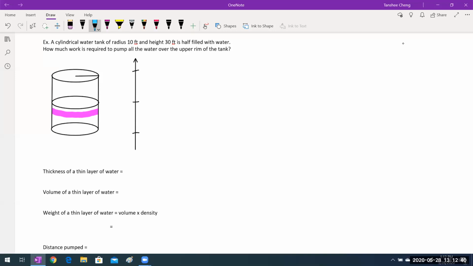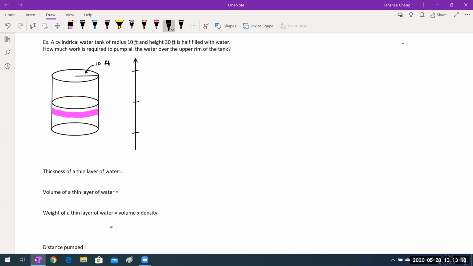So, a cylindrical water tank with a radius of 10, and this is my radius, that'll be 10 foot, and a height of 30. So this whole length is 30, and it is half filled with water. How much work is required to pump all the water over the upper rim of the tank?